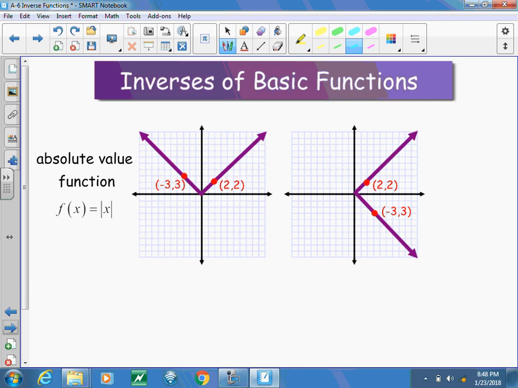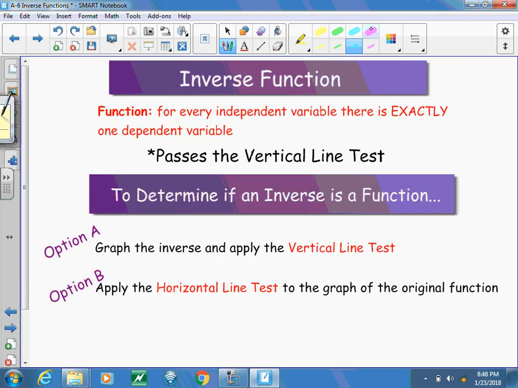Now let's take a look at, are these inverses going to be functions or not? Obviously the functions that we started with, they all are, because they pass the vertical line test. And we know that in order to be a function, for every independent variable there's exactly one dependent variable. It must pass the vertical line test.